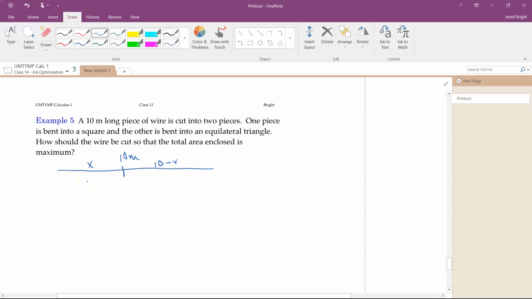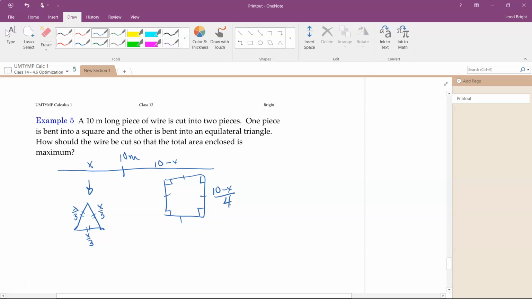And maybe it actually doesn't matter which one you make into which. The math will work out in the end. For simplicity, I am going to make the piece with x into the equilateral triangle. So each side is x over 3. And then in the square, I'm just going to make sure that there's no confusion that we have a square and an equilateral triangle, but each side would be (10 minus x) over 4 in the square.